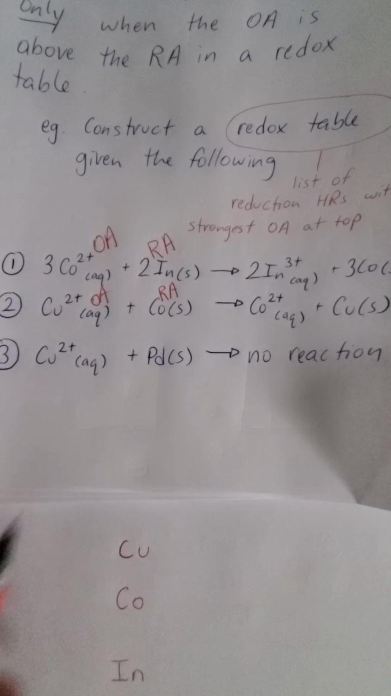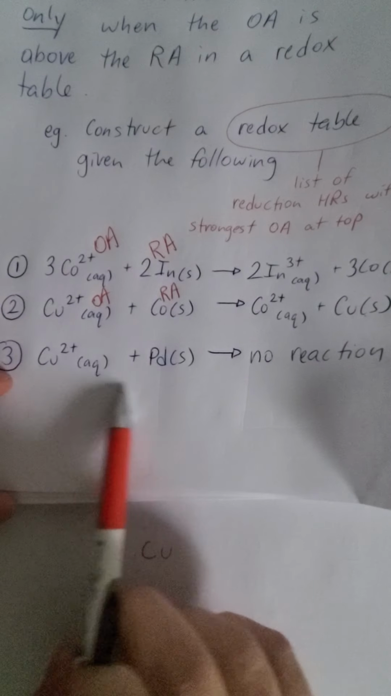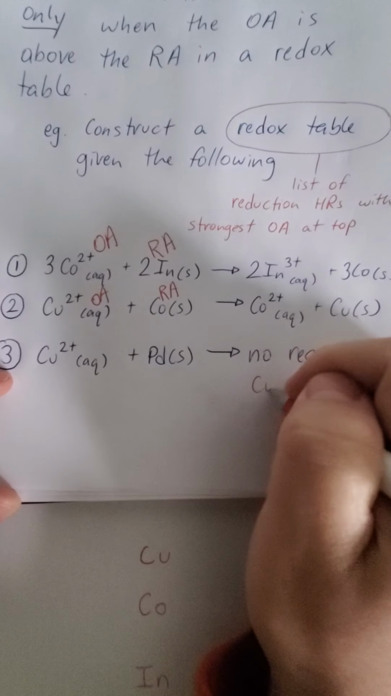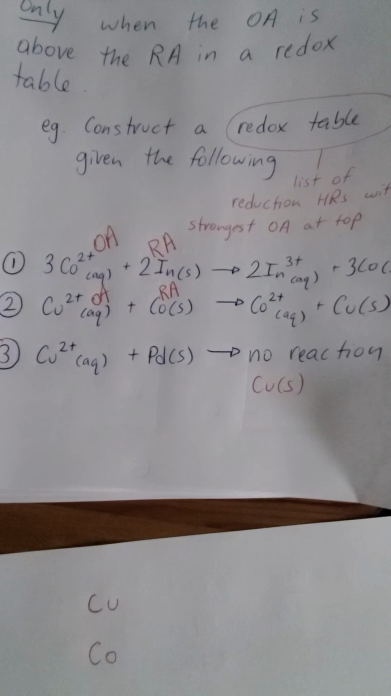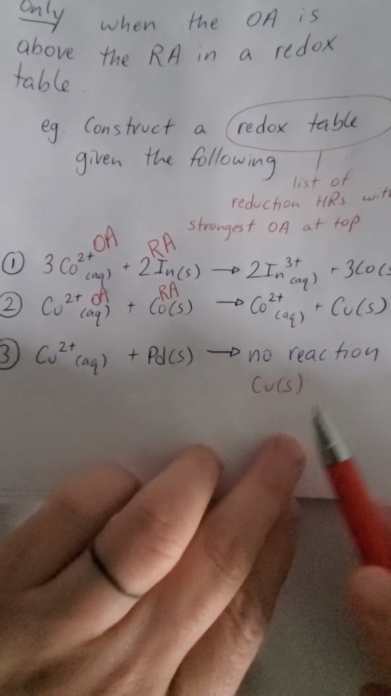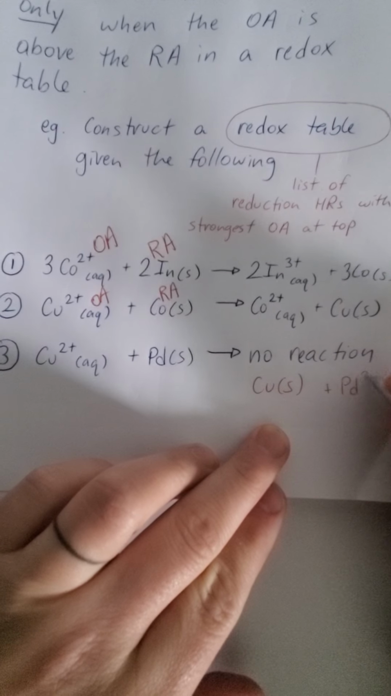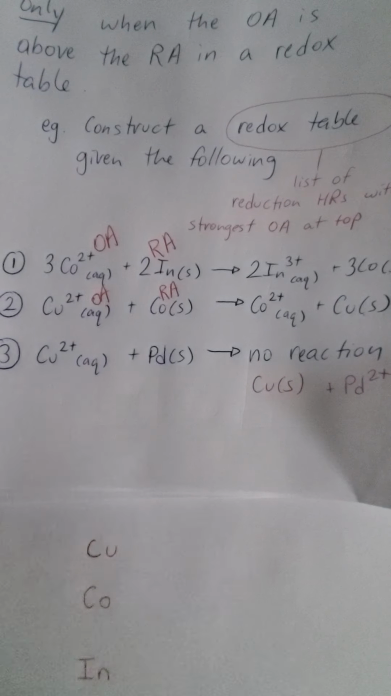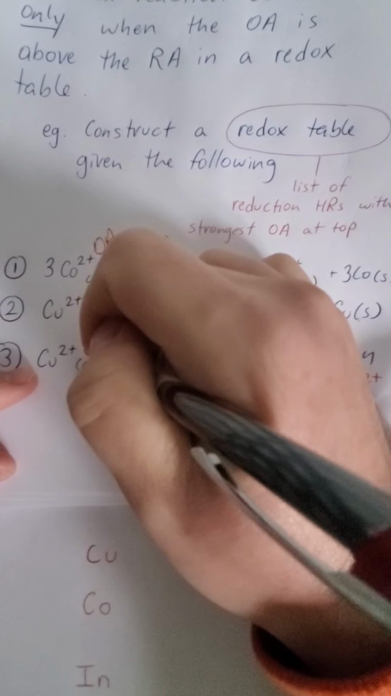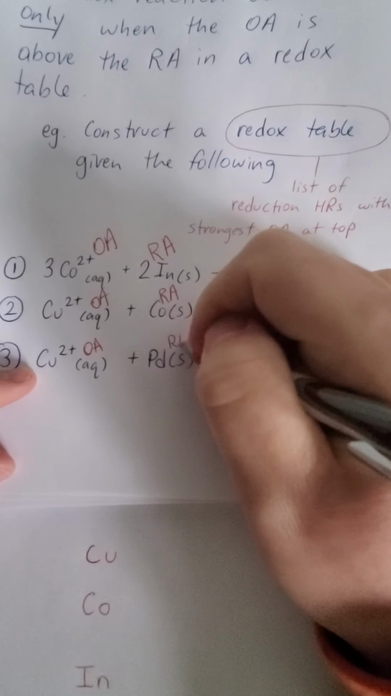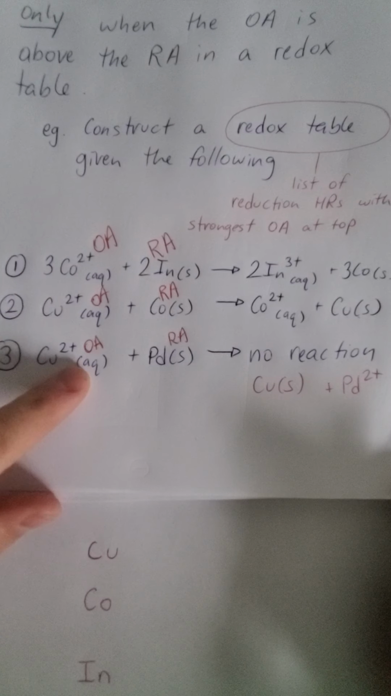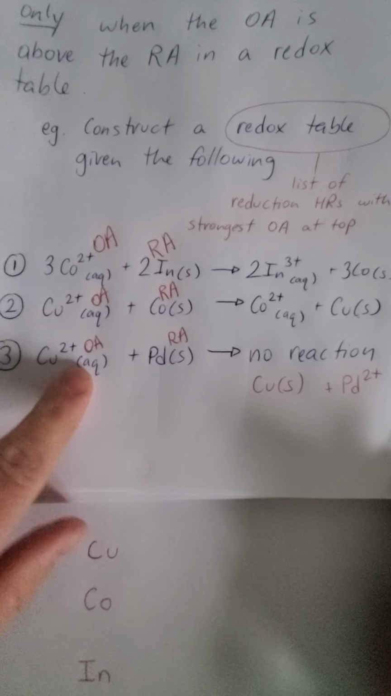Let's talk about the last reaction. Copper doesn't react with palladium. However, if it did, it would form solid copper and palladium ions. That means that copper would be reduced. It's the OA, which matches equation 2, I think. I don't think that's too controversial here.